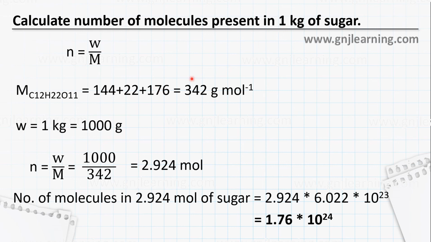So you can be flexible with this. If one of the variables is given, you can use that. If two of the variables are given, you can use them to calculate the unknown variable in this equation. And you can also use the number of moles to calculate the number of molecules, atoms, or particles in general.